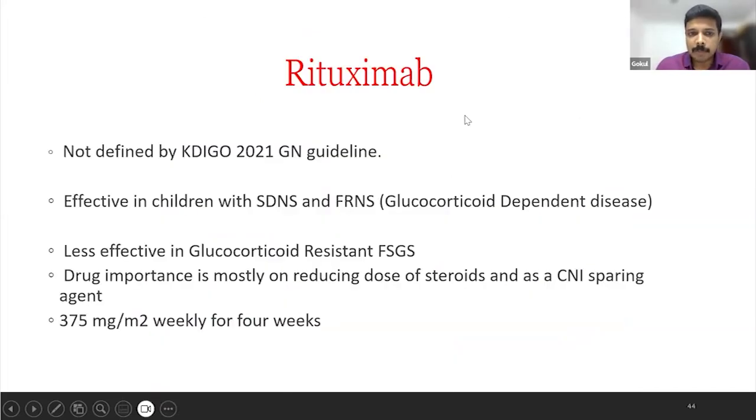So next is rituximab. Even rituximab is not defined by the latest KDIGO guidelines, but it can be effective in children with SDNS and FRNS. In those with glucocorticoid dependent disease, rituximab may work, but it is less effective when it is glucocorticoid resistant disease. So the drug's importance is mainly in reducing the dose of steroids and as a CNI sparing agent. If you give rituximab, it's in the same dose as was tried for membranous nephropathy, 375 mg per meter square weekly for 4 weeks, or 1 gram after 2 weeks.